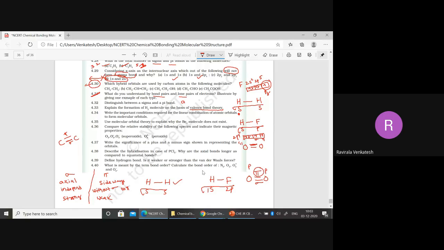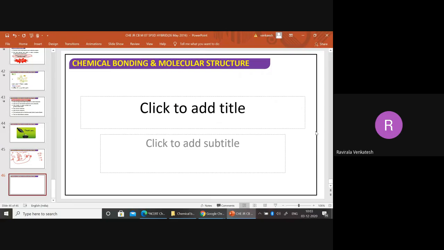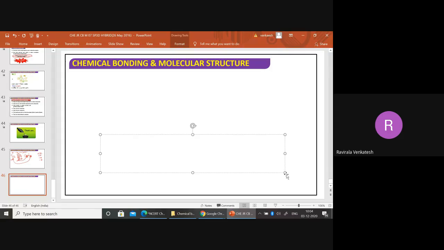First one is what? CH3, CH3. I'm writing this one. In this way I'm writing: CH3, CH3 we can write like this. Can you place a pi bond over here? Is it possible? Impossible. You can't place a pi bond.